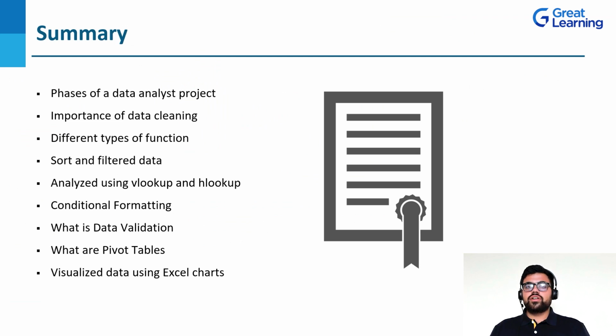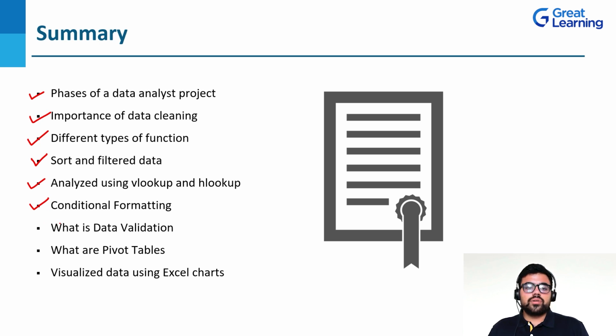Now let's look at what we have learned in this course so far. We started by knowing the three different phases of a data analytics project. Then we moved into the importance of data cleaning and some ways in which we can clean data. Next, we learned different basic functionalities of Excel, such as the COUNTIF function, TRIM function, LEN, CONCATENATE, etc. Then we sorted and filtered data in long data sets, and also analyzed the data using VLOOKUP and HLOOKUP functions. Then we learnt about conditional formatting, data bars, color scales, etc.